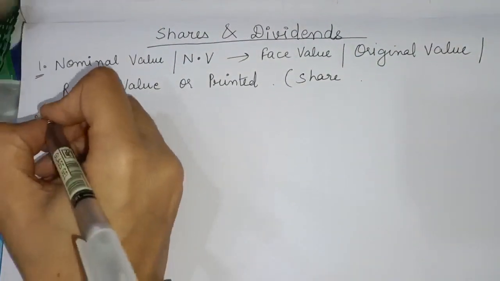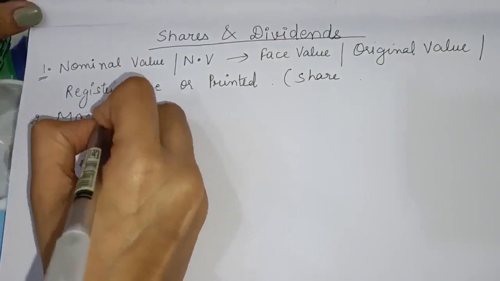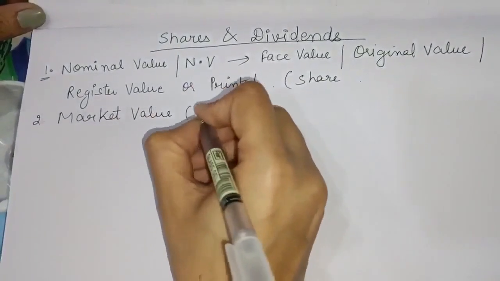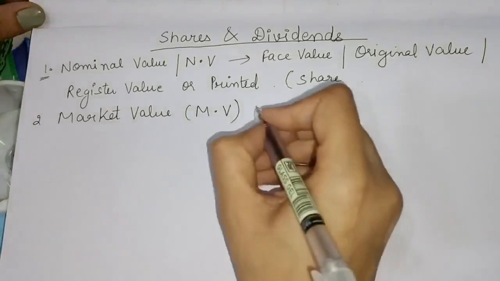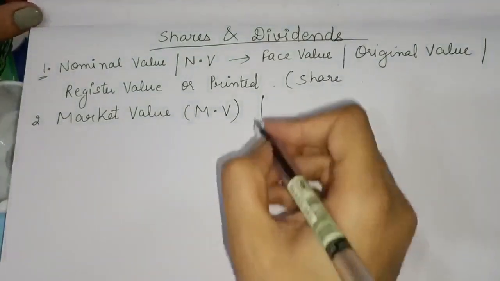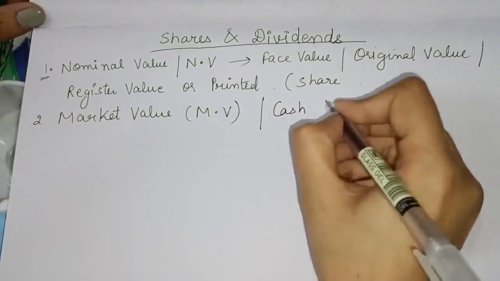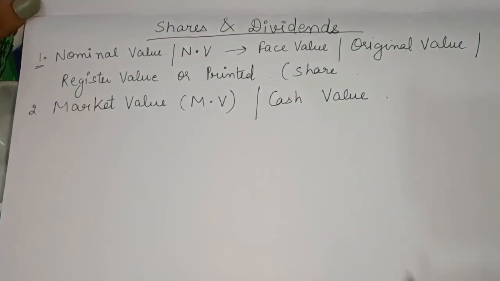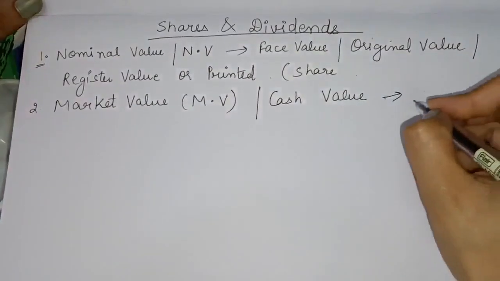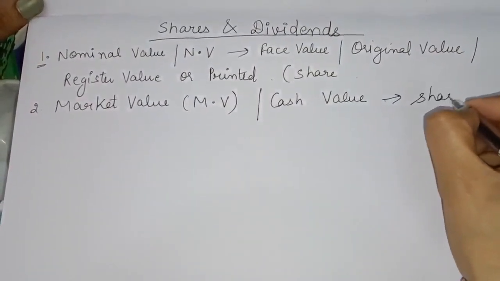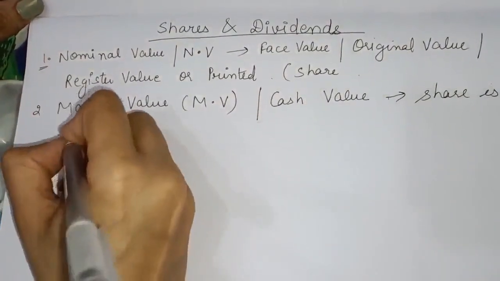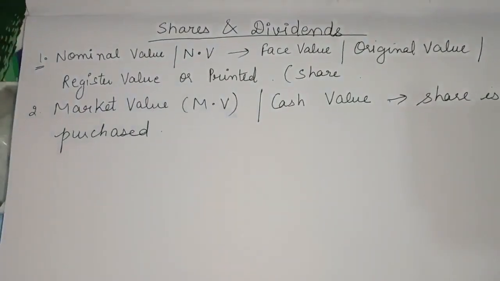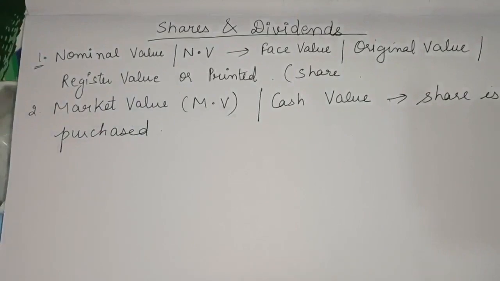So second term is market value, MV, or sometimes it can be written as cash value. So MV is that value at which a particular share is purchased. So regarding market value, you may expect three terms.